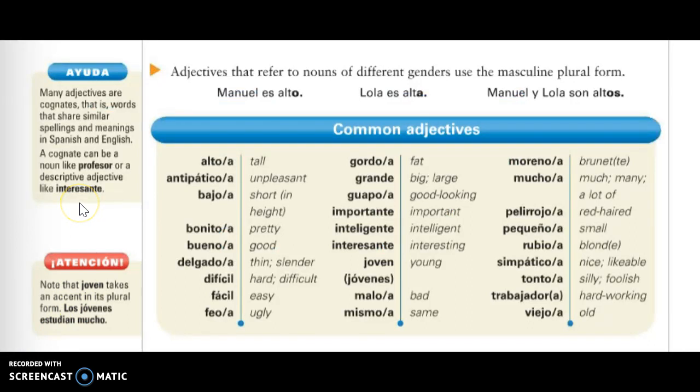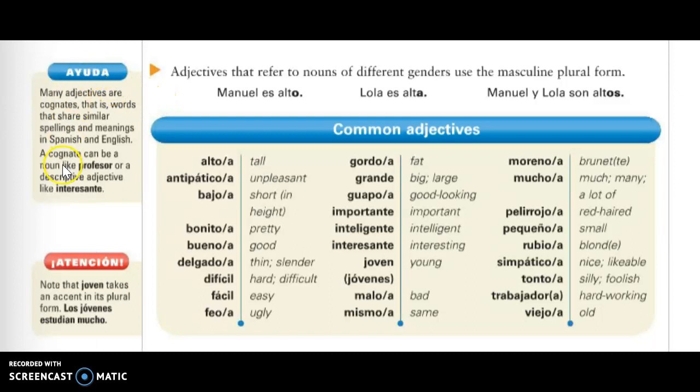And here we move into the meat of it because you have all of the common adjectives listed out for you. Adjectives that refer to nouns of different genders use the same masculine plural forms. Okay, so Manuel es alto, Lola es alta, Manuel y Lola together, because it's plural, it's son in the ser form, third person plural, altos.